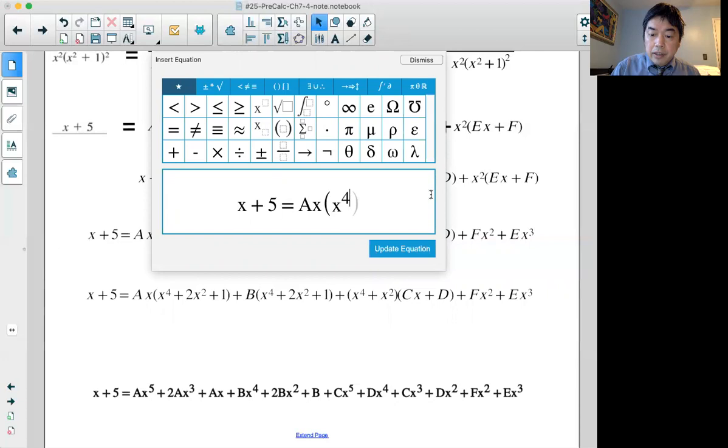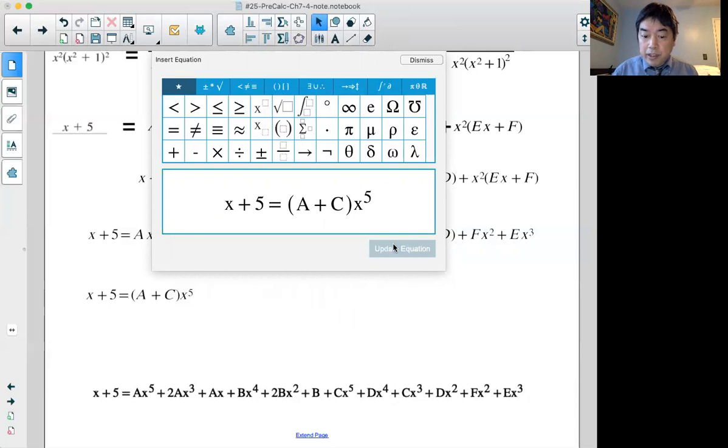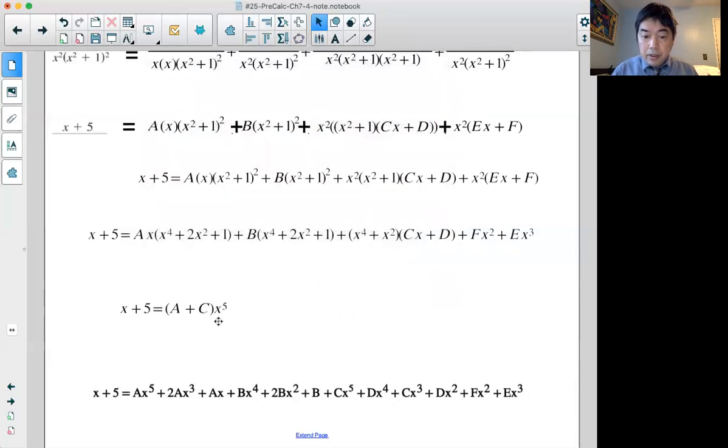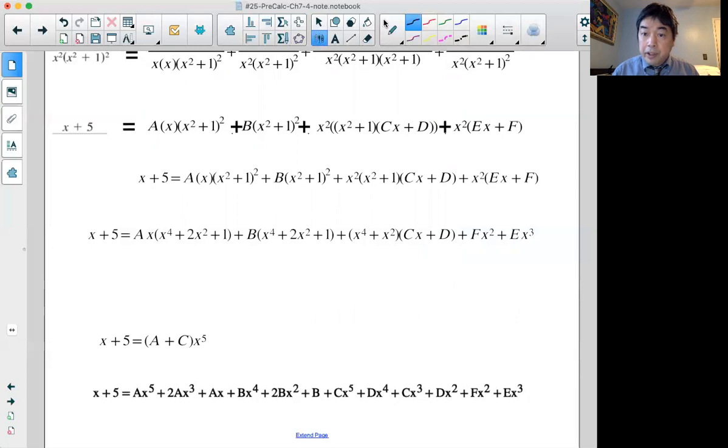And cx to the fifth power. Okay, so it must be (a plus c) x to the fifth power. That's the only fifth power I see. Okay, this is not complete one, so I will use a crayon tool to erase the fifth power.